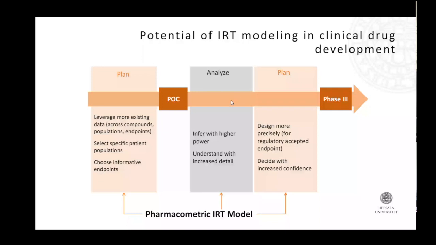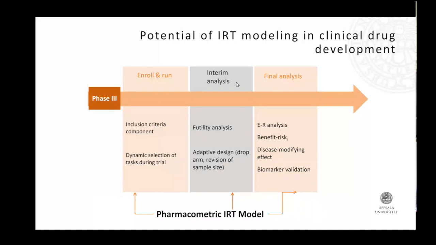In the early phase 2 situation, if you're doing internal decision making, you might infer with higher power with an IRT model, or understand the profile of your drug with more detail. And planning for phase 3, you can design more precisely for a regulatory accepted endpoint, or decide on things like dose selection with increased confidence. For the phase 3, you can use IRT models as inclusion criteria components. You can use them as dynamic selection of tasks during the trial, and you can combine, for example, continuous variables, all the tasks at clinical visits, and maybe selected ones in between. And this could go into interim analysis, maybe futility analysis, or adaptive designs.